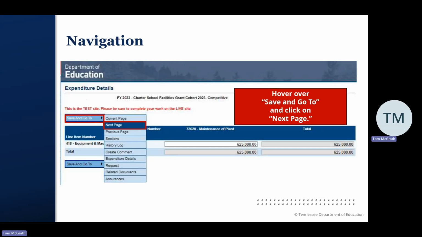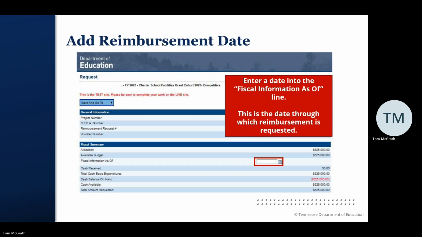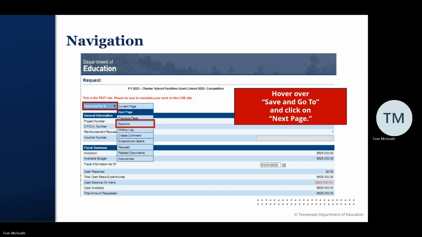When you're done inputting your amounts, you'll hover over Save and Go To, and then click on Next Page. Next, you'll need to enter a date into the Fiscal Information as of line. This is the date through which reimbursement is requested. After you input the date, again, you'll hover over Save and Go To and click on Next Page.